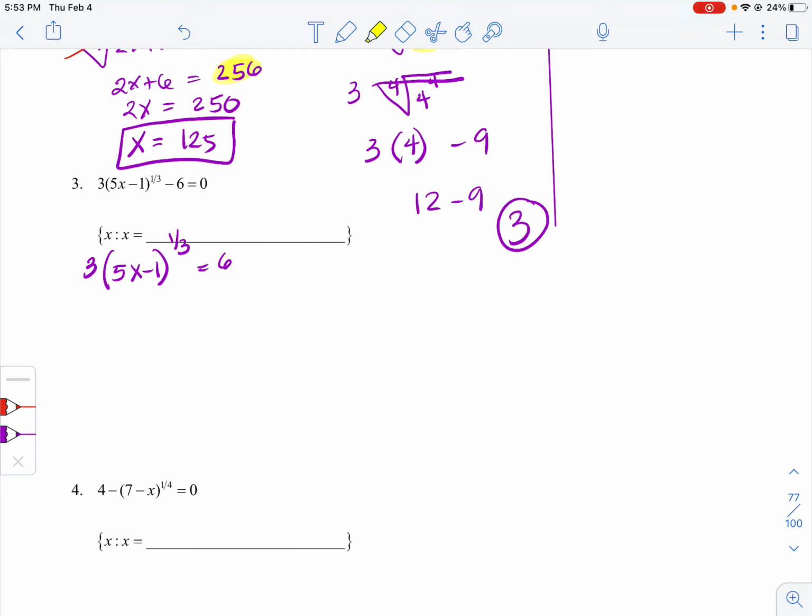I think the next step would be dividing by 3. So divide 3 on both sides. So (5x minus 1) to the power of 1/3 equals 2. How do you get rid of the 1/3? What do you multiply to the 1/3 so it could be equal to what? You multiply the 1/3 by 3, isn't it?